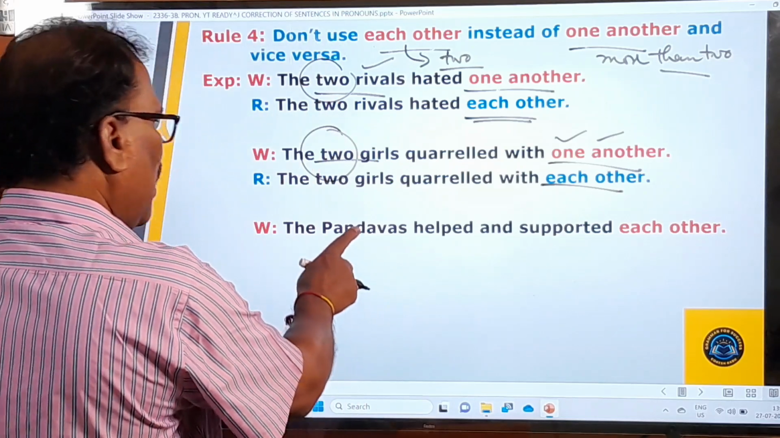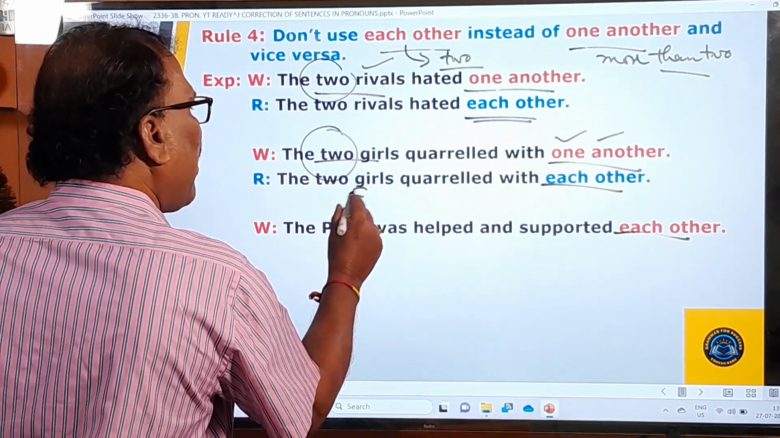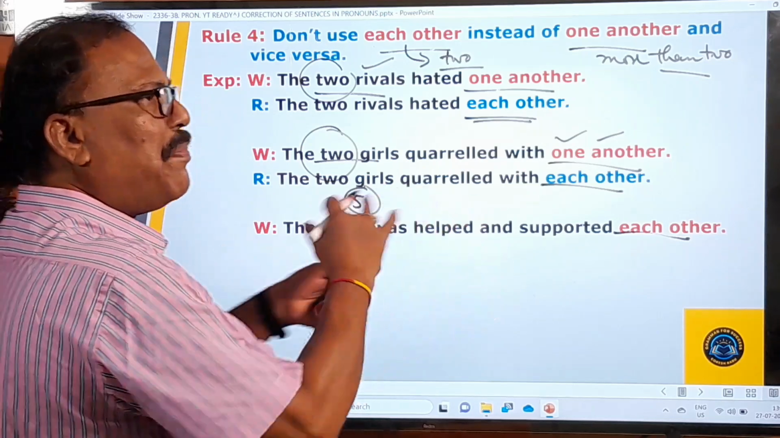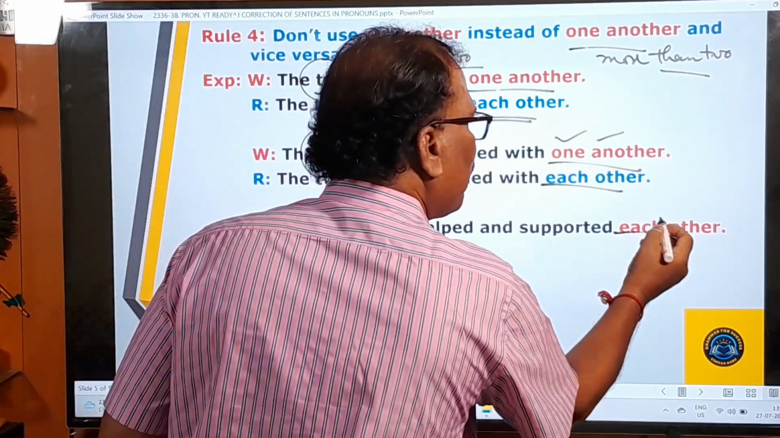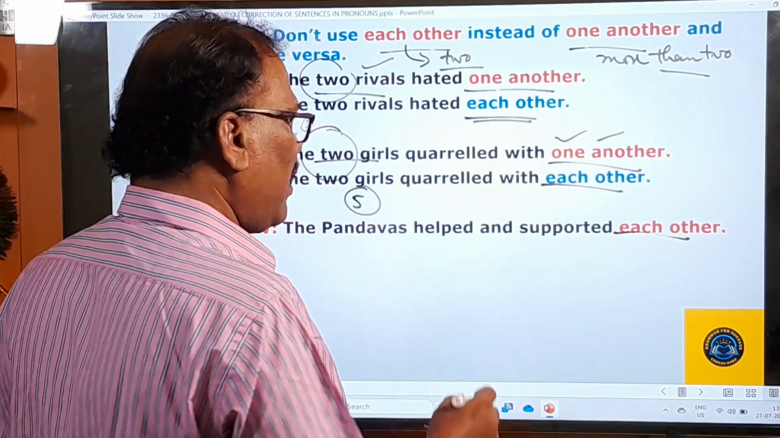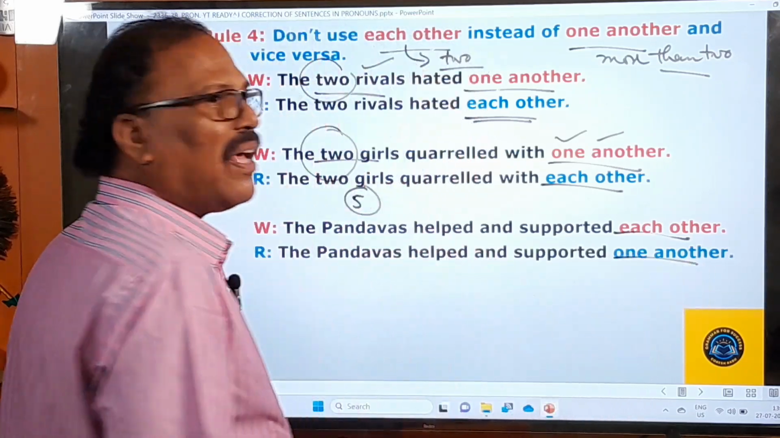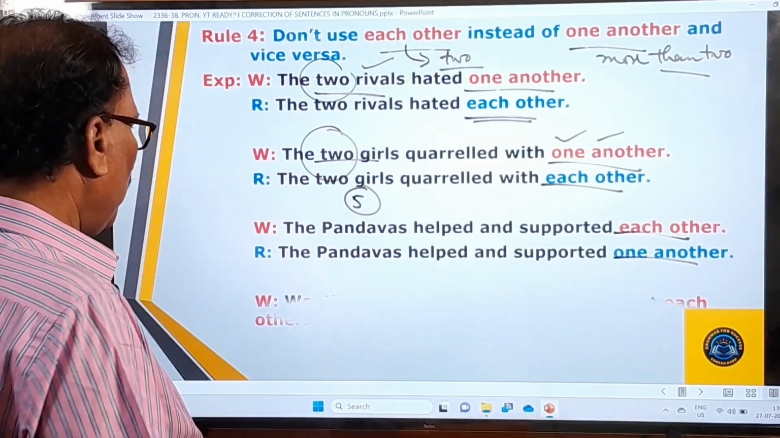Here you see this: the Pandavas helped and supported each other. How many Pandavas are there? Five in number. You cannot say each other, because each other is used only with two persons, two places, two things. Therefore you have to say: the Pandavas helped and supported one another. Right? And you go to the last example.